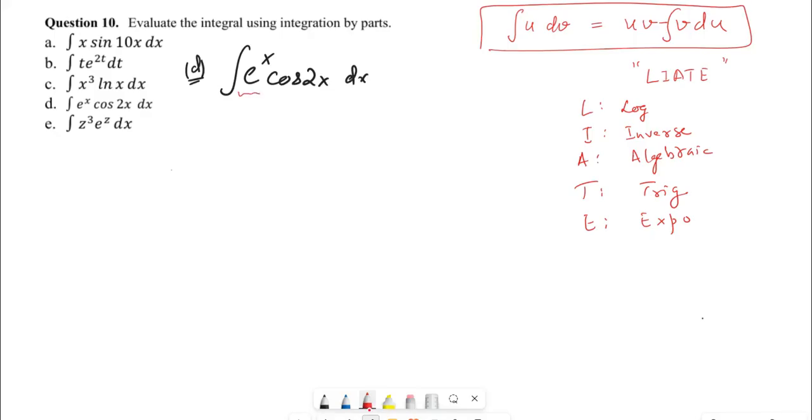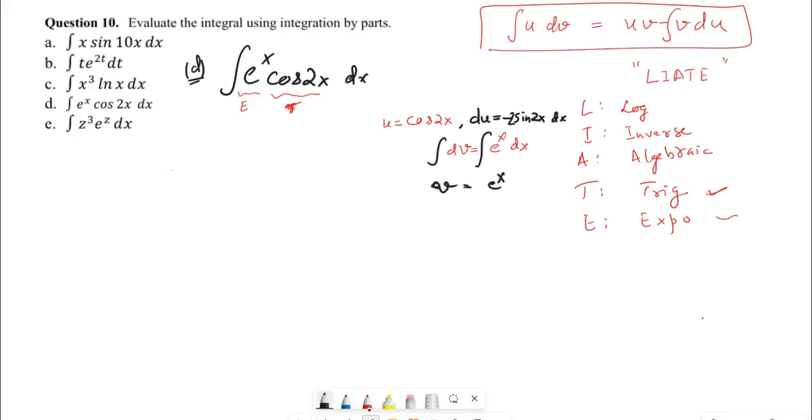In this question, the first part is exponential function, second is trig. The trig function comes before and exponential comes after, therefore trig function would be u, cosine 2x. And the remaining function attached with dx, which is e^x dx, would become dv. u we are going to differentiate. What is the derivative of cosine 2x? Negative sine 2x times 2 dx. dv we are going to integrate, so v is equal to e^x.